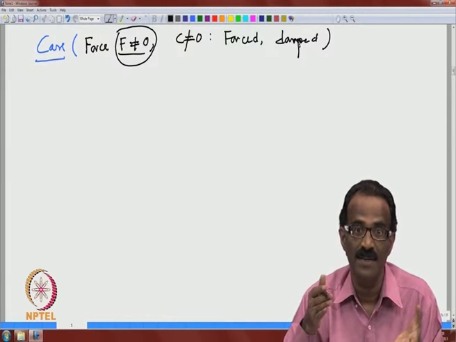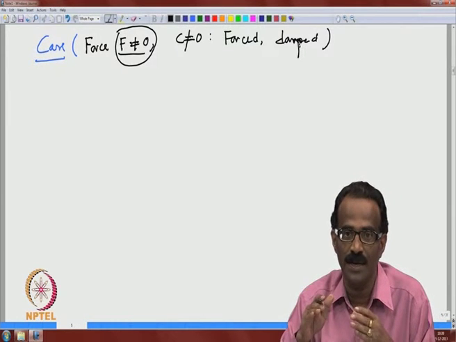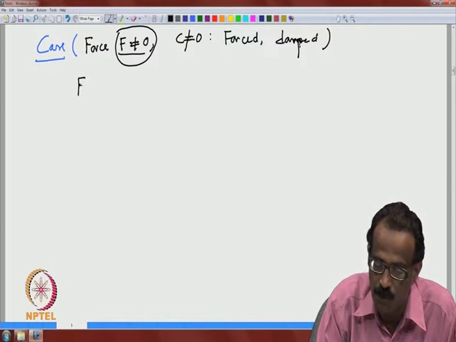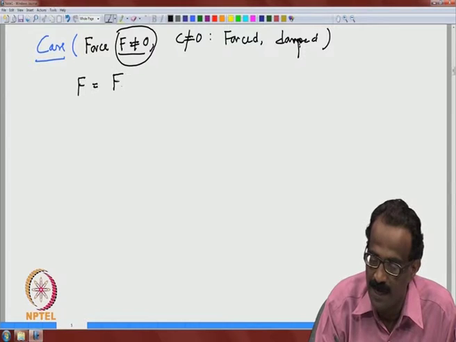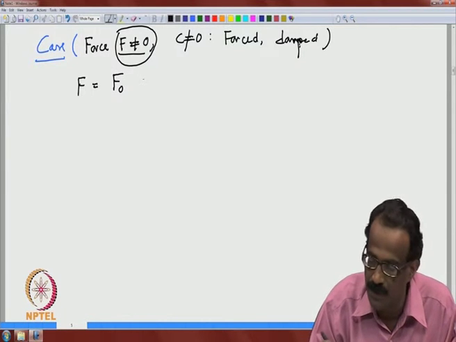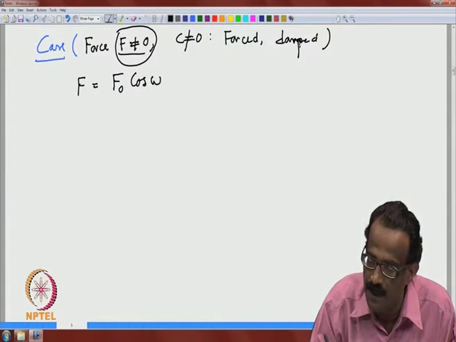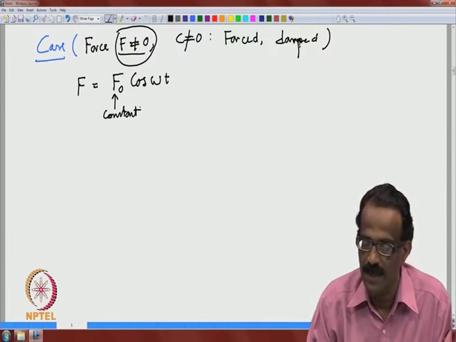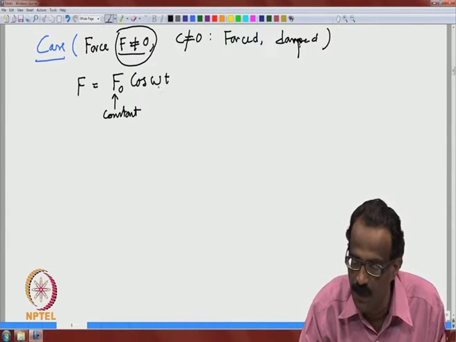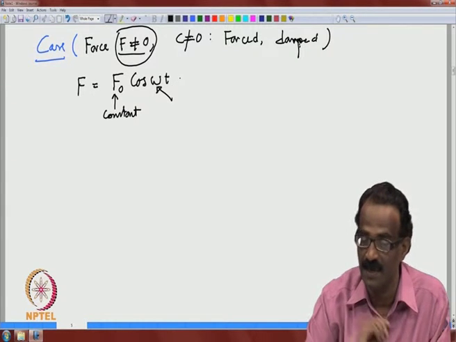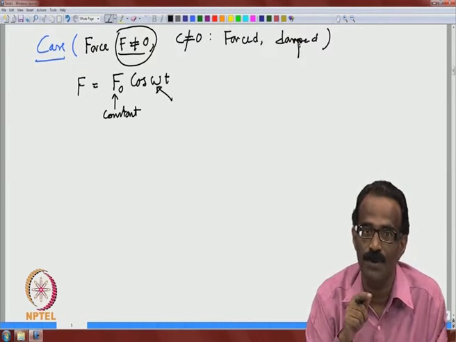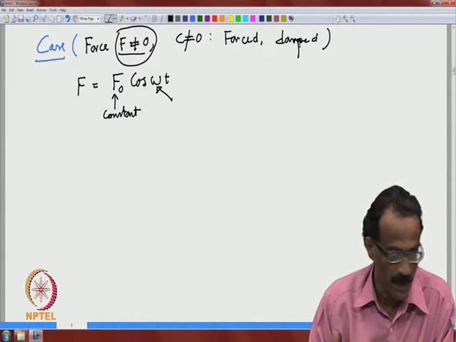So, for certain F you will be able to study and obtain the explicit solution. We will assume F is of the form with a single frequency coming from the external force: F naught into cos omega t. So this is F(t), where F naught is a constant, and omega is the frequency coming from the external force. Omega naught is the frequency corresponding to your mechanical system.